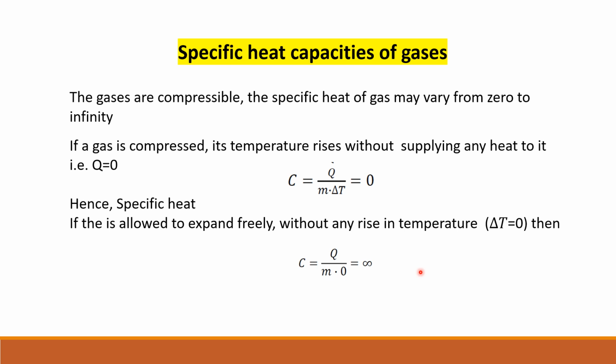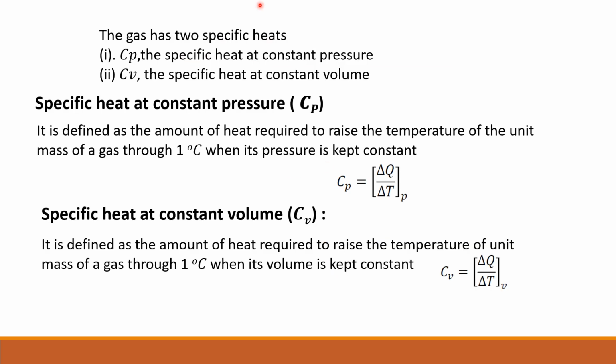When we change the pressure, the specific heat is 0. When we change the volume, the specific heat is infinity. So the two specific heats are the specific heat at constant pressure and the specific heat at constant volume. If we change the pressure, the specific heat is very low. If we change the volume, the specific heat is very high. These are the two limits, lower limit and upper limit, of specific heat.